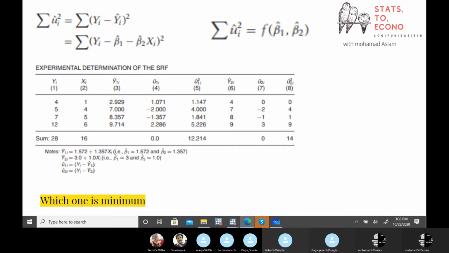Why are we minimizing? Because this is actually the gap between actual values and estimated values, and we want it to be a minimum. But with the absolute values it's not possible because the summation in both the cases is 0. So in place of that, we are now going to use the summation of u hat square. Now we are going to minimize this particular summation u hat square. This u hat square is your actual value minus estimated values.